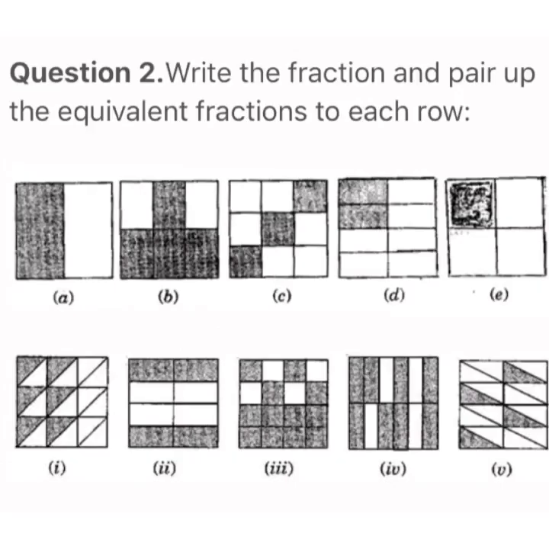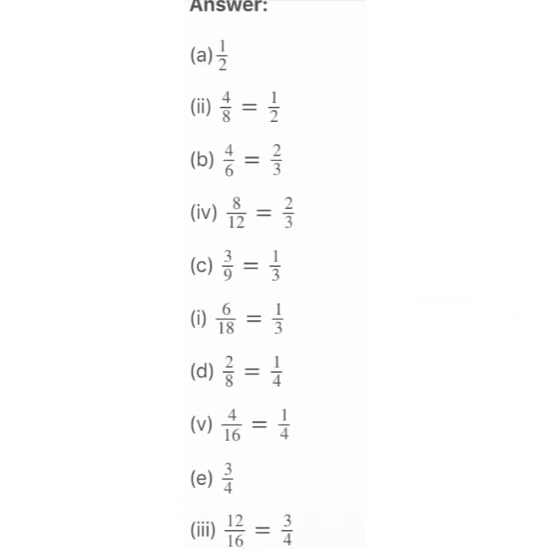Now question number 2. Write the fractions and pair the equivalent fractions from each row. Children, here fractions are given and 2 rows are given to you. You have to match the fractions with the other fractions that are equivalent. Children, first one is half, and from the other row you have to find out the equivalent fraction for half. So you will see that the second one in the second row is 4 by 8. That is 4 parts are shaded and total how many parts are there? 8 parts. So half or 1 by 2 is equal to 4 by 8.